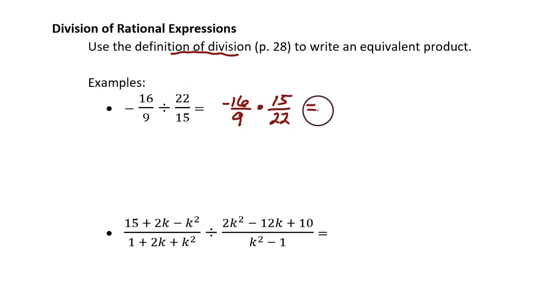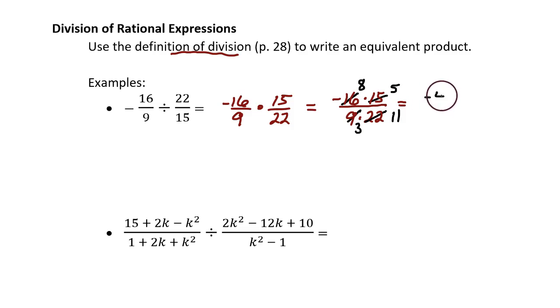Now work it out just like a multiplication problem. Multiply the numerators together and the denominators together. Then simplify. Let's do a little bit of reducing. The factor 16 and the factor 22 are both divisible by 2. 16 divides by 2, leaving 8, and 22 divides by 2, leaving 11. The factor 15 and the factor 9 are both divisible by 3. 15 divides by 3, leaving 5, and 9 divides by 3, leaving 3. Collecting up what's left over, we have negative 40 over 33.